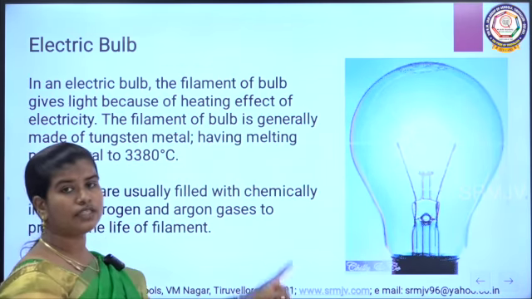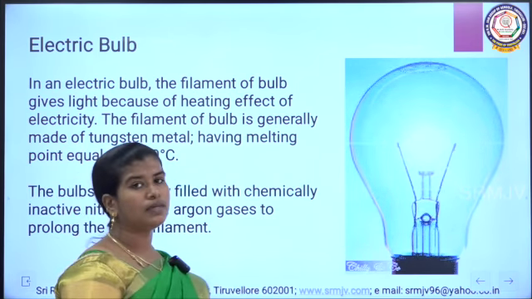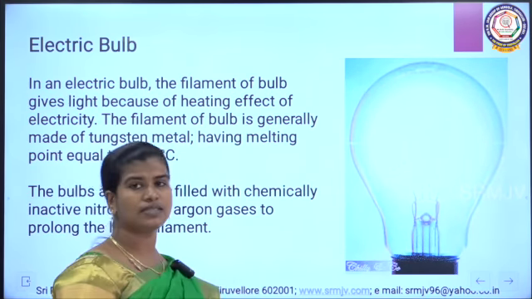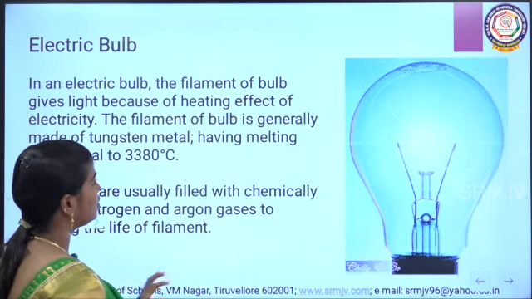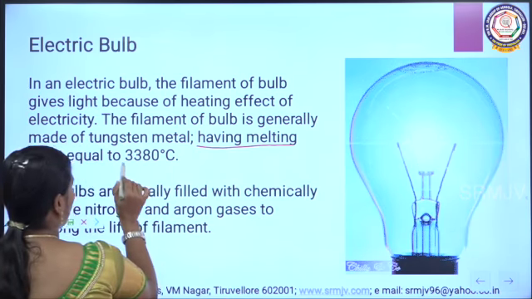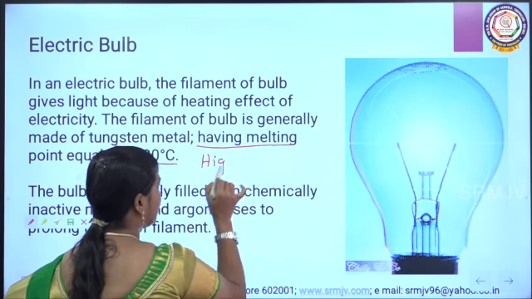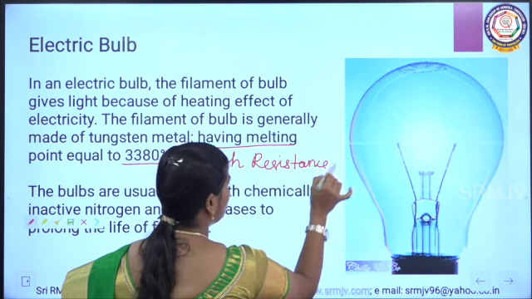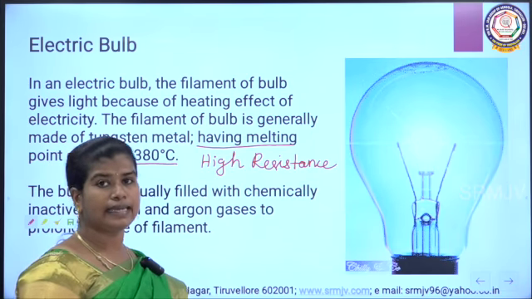Joule's law of heating, the very first application is the electric bulb. Okay. So, we know very well that in the electric bulb, the metal which is there inside the bulb is tungsten. Why are we using tungsten as a filament in the electric bulb? It has a melting point of 3380 degrees Celsius and it also has high resistance. So, because of these two factors, we prefer to use tungsten as the filament in the electric bulb.